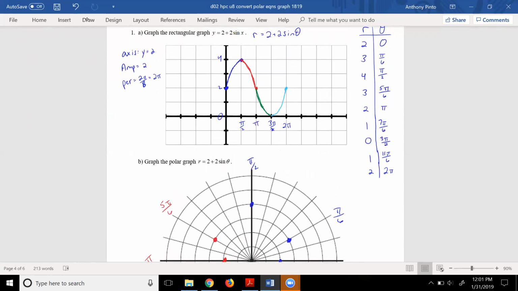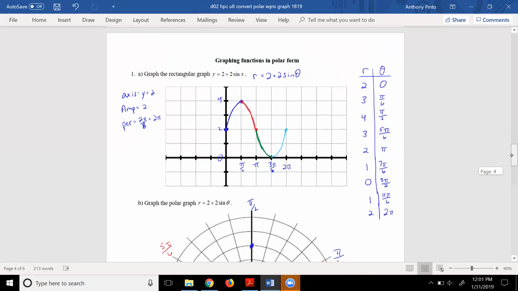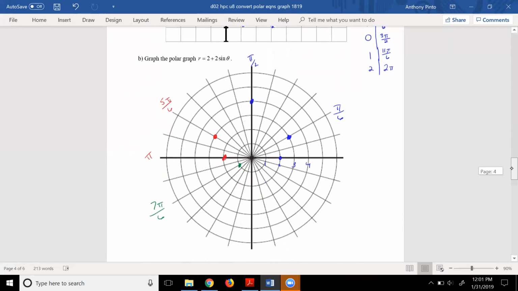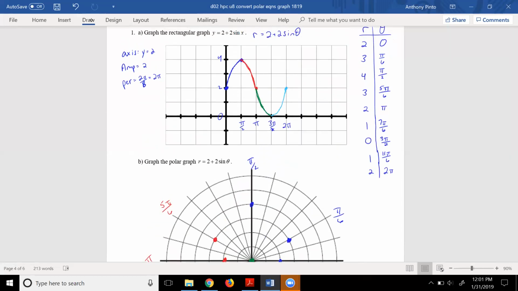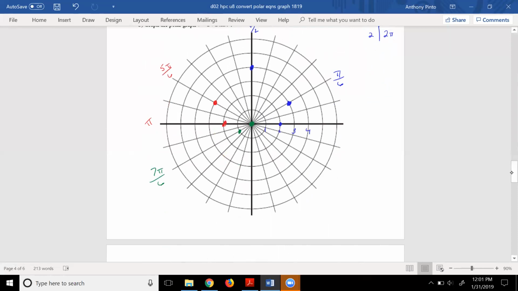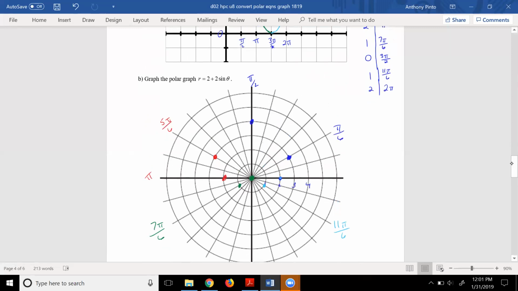And then continuing to our green section, we know that 7 pi over 6 is equal to 1. And 3 pi over 2 is going to be equal to 0. So that's our origin right there. And then the sky blue color, 11 pi over 6 is equal to 1. And 2 pi returns us back to 2. So then we return back to there.